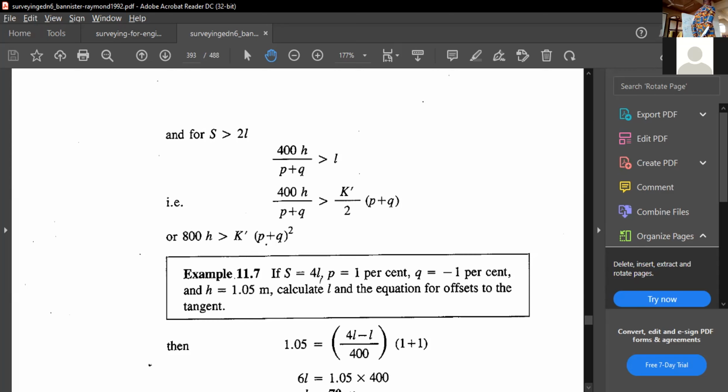And PQ, that's P plus Q. In that case, where you see X is actually 4L. When you see S, you put 4L. So that's why I put 4L. Right? It's supposed to be at the back. When you change it, that's okay. So this is how we start, right?